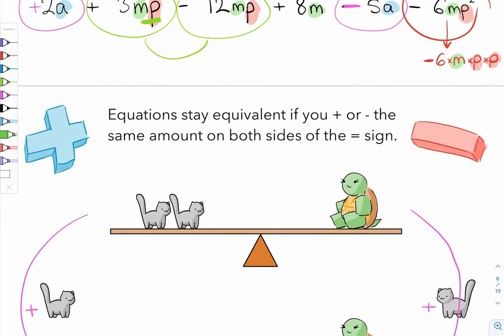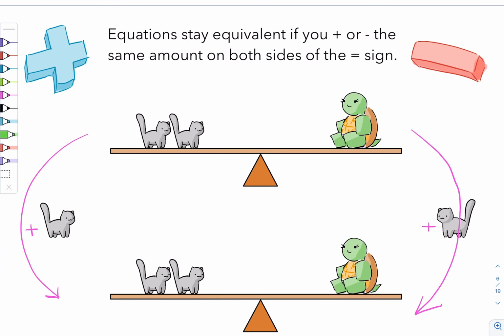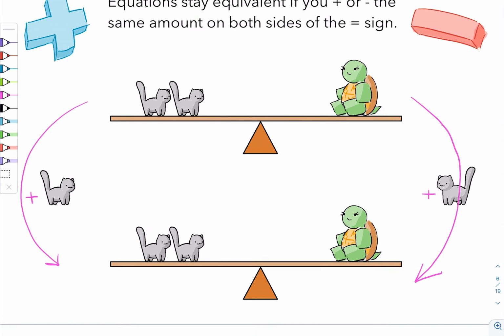All right, let's go to some rules with equations. Equations stay equivalent if you add or subtract the same amount on both sides of the equal sign. So I've got an icon over here for the positives, addition, and an icon over here for subtraction. For this rule, if you are going to add or subtract, you must apply the same amount to both sides so that it stays equal.